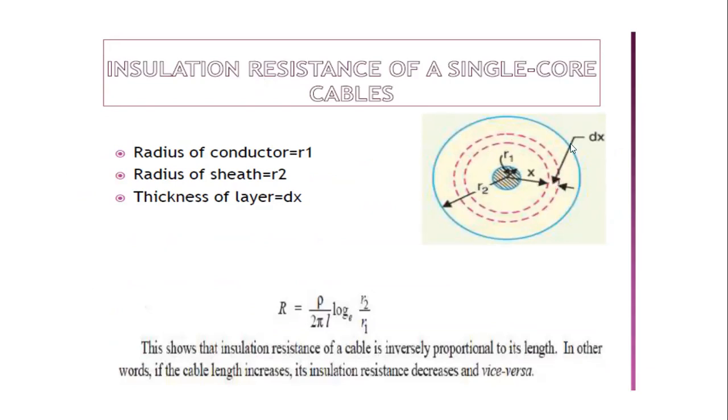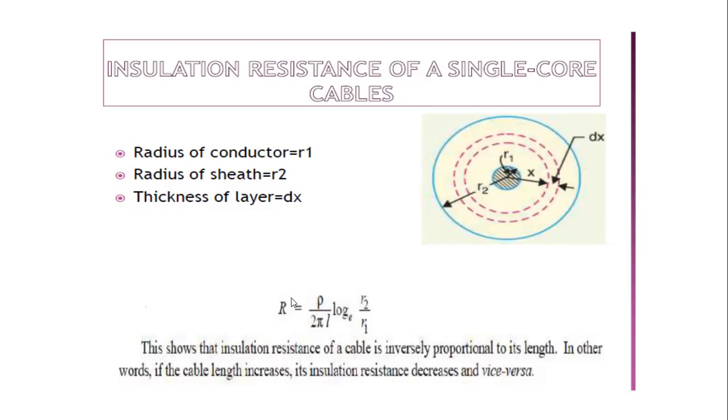Here dx is the thickness of the layer, R1 is the radius of the conductor, and R2 is the radius of the sheath. This is the conductor, and these are all the insulation for that conductor. Therefore R2 is the radius of the sheath, R1 is the radius of the conductor, and dx is the thickness of the layer.